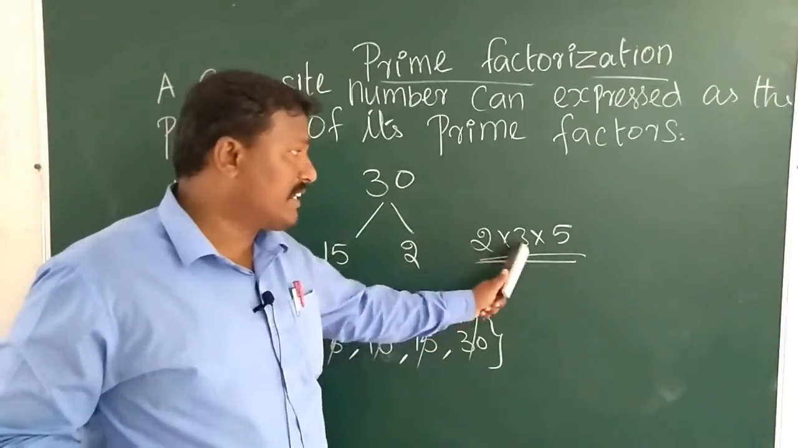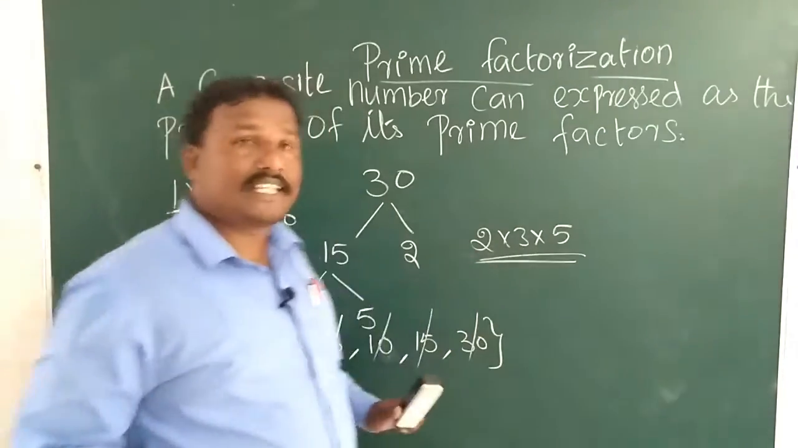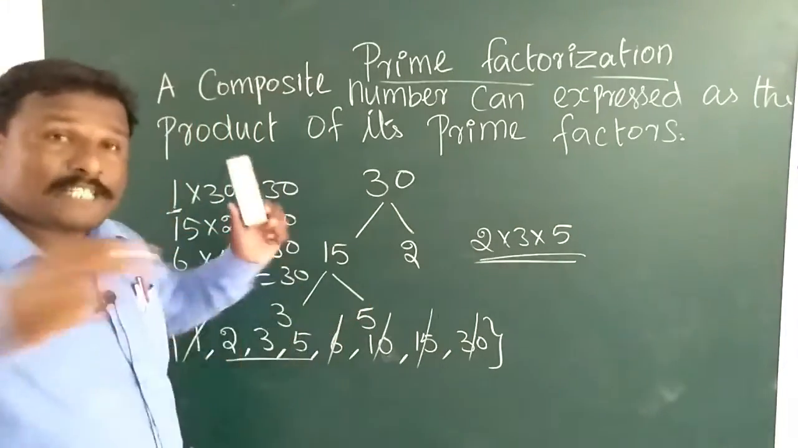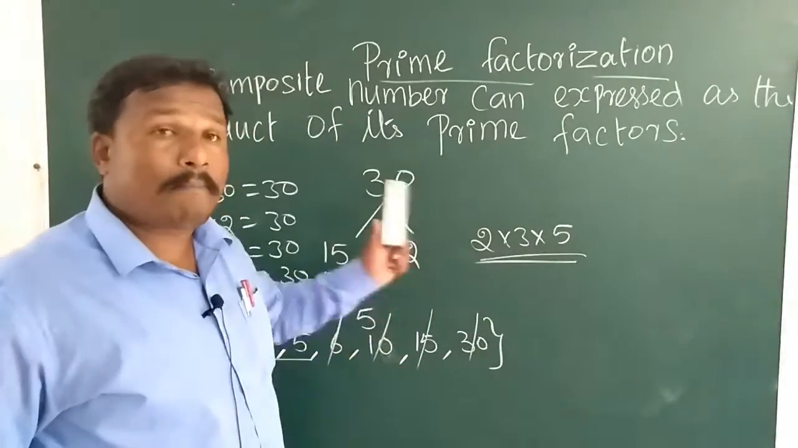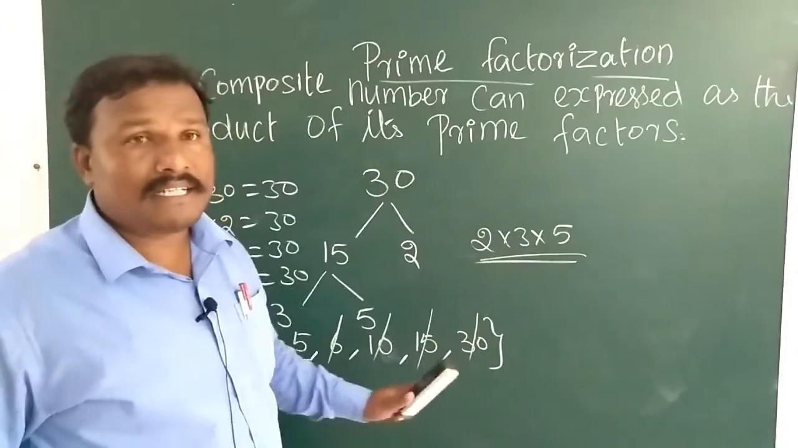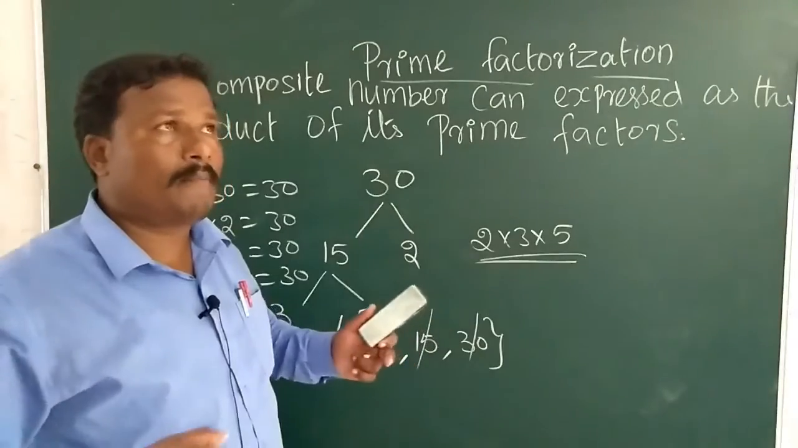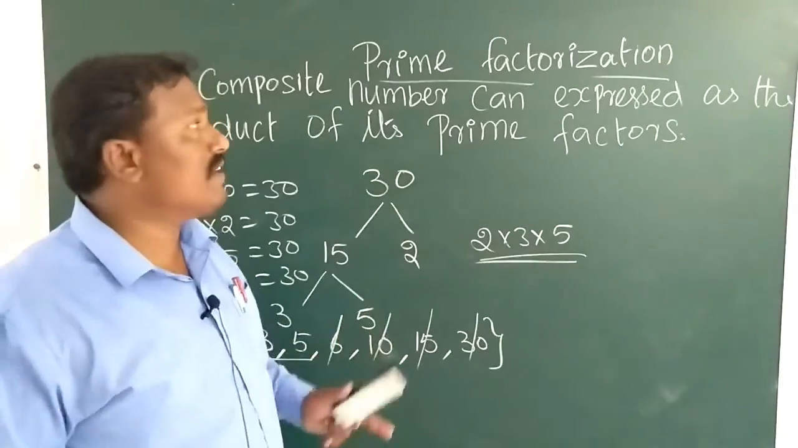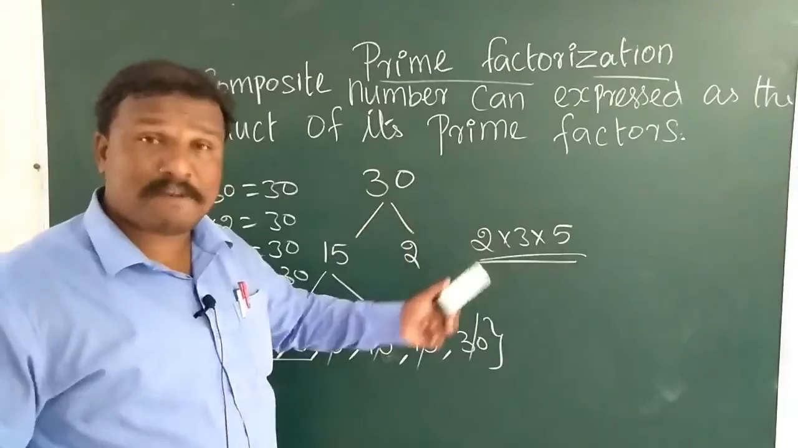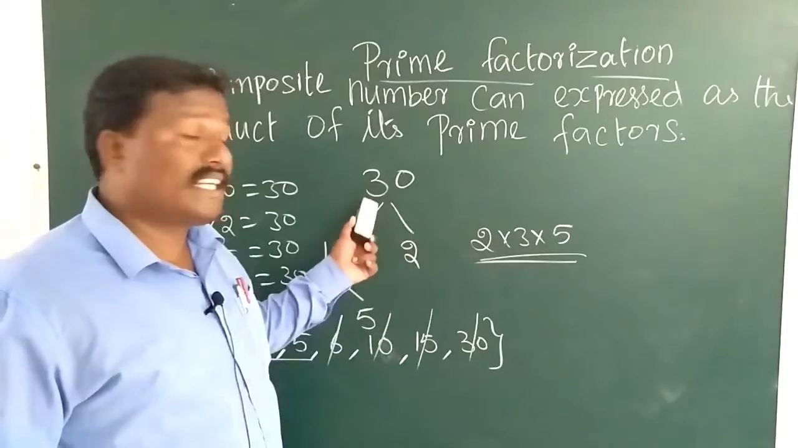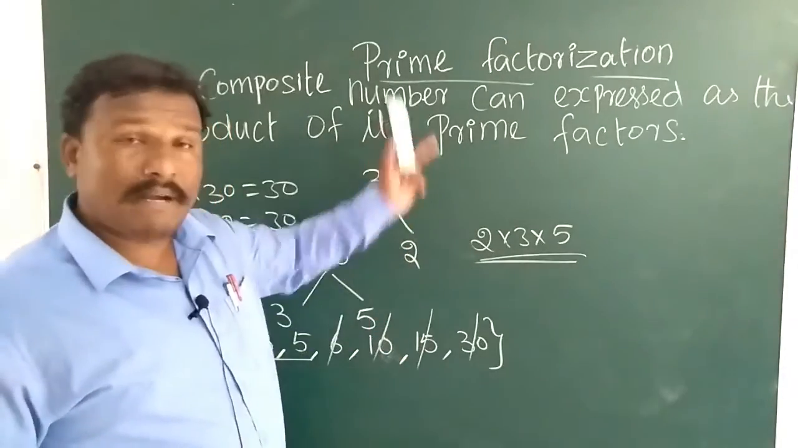So 2, 3, 5: 2 3s are 6, 6 5s are 30. So 30 we can express like this. This expression form is called prime factorization. They are prime numbers, so we express it briefly. That is why we call it prime factorization. 30 is expressed in the form of prime numbers.